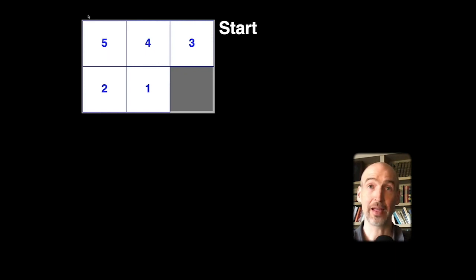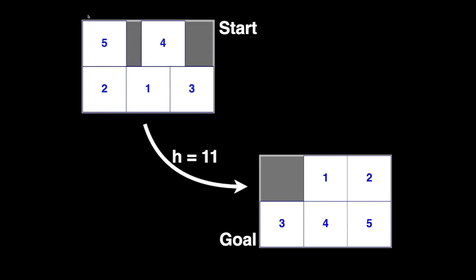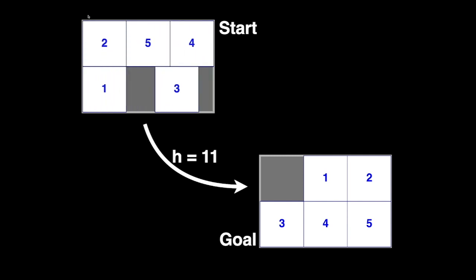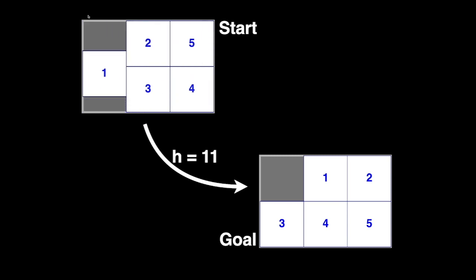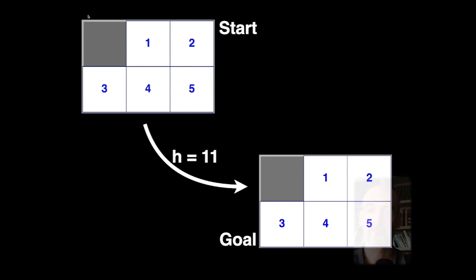The goal is that we have a start state, and we want to transform this into the goal state by taking actions one at a time. We have a heuristic that estimates the number of actions that we'll take to get there. And then, by applying actions, we're going to try to find the optimal sequence of actions that takes us between the start and the goal.